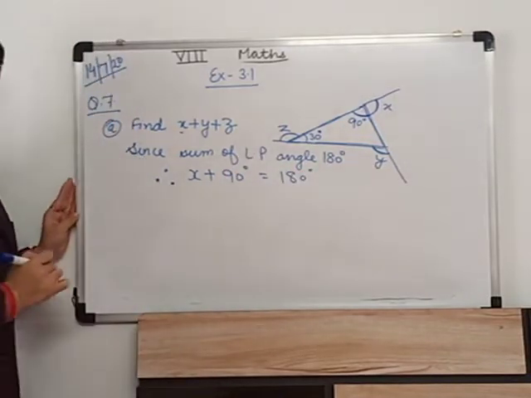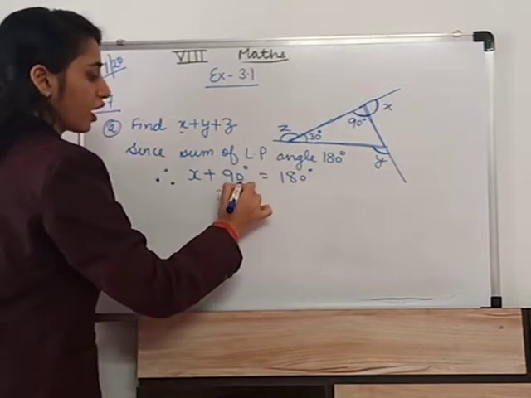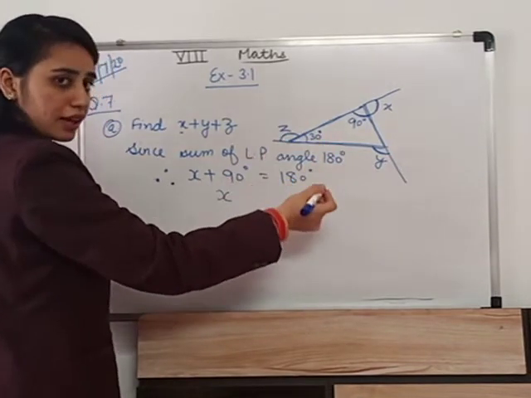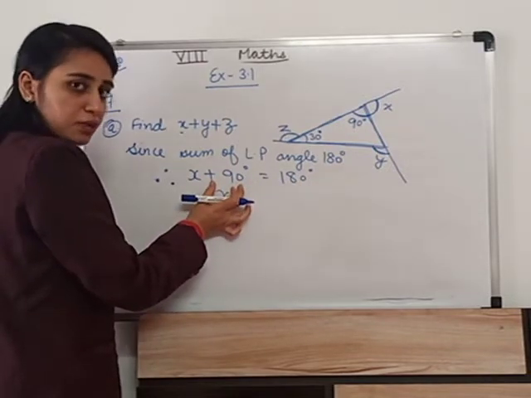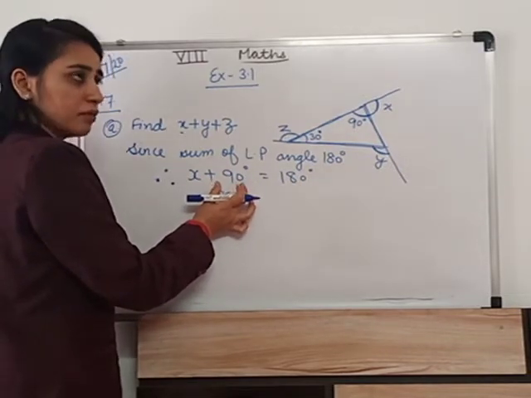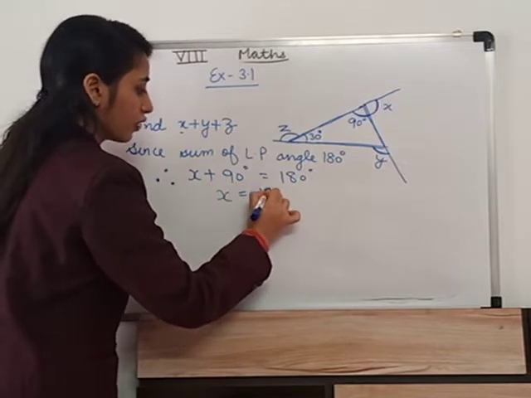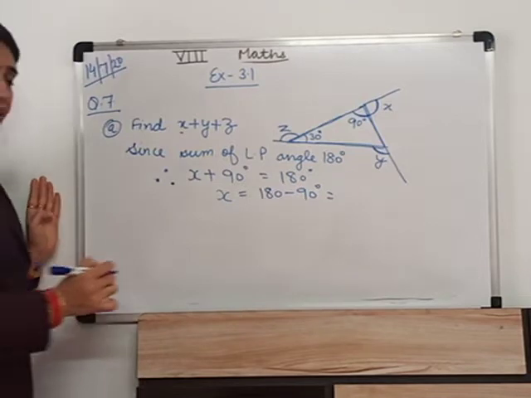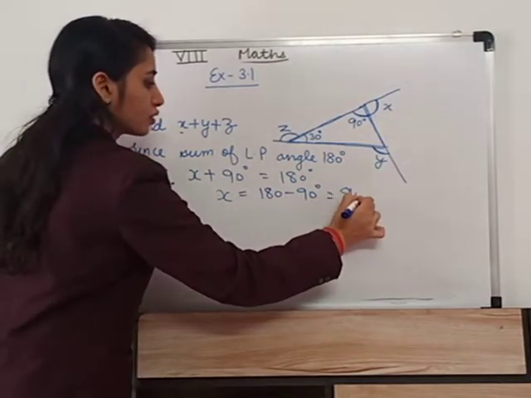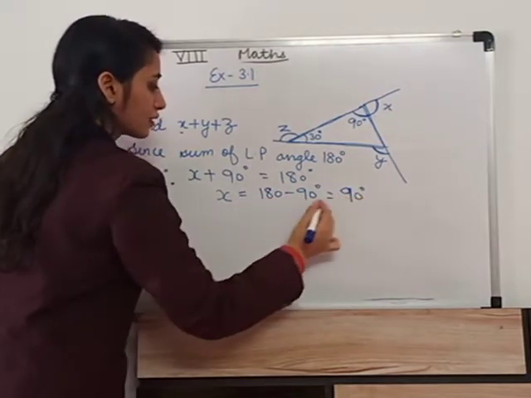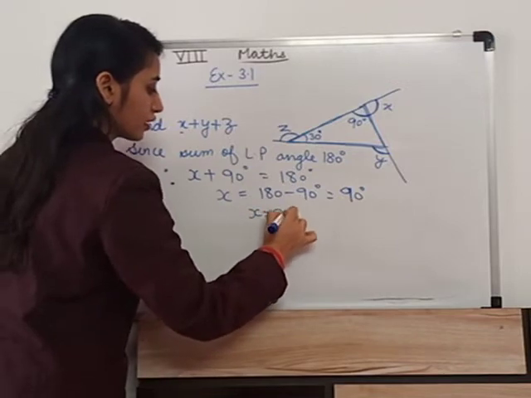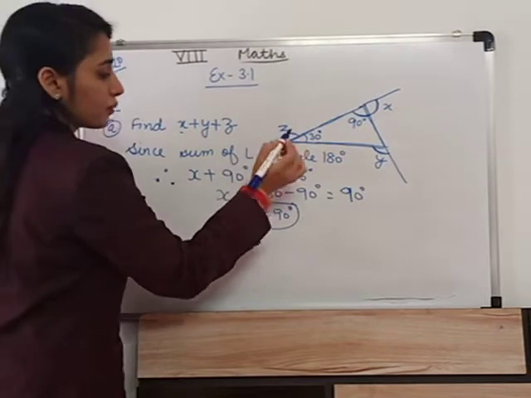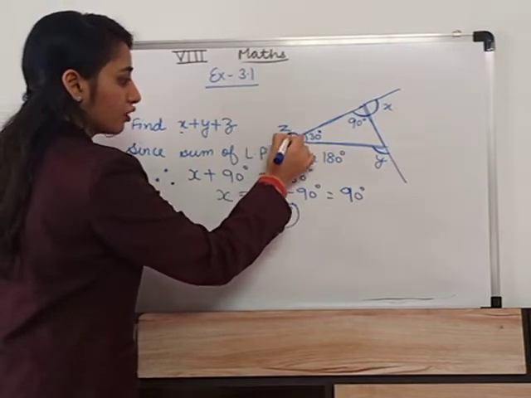So how can we find the value of x? Shift 90 to the right side. When we shift 90 to the right side by using the transposing rule, its sign becomes negative. X is equal to 180 minus 90, and 180 minus 90 is equal to 90 degree. So the value of x is equal to 90 degree. Understood? Now similarly, in this way, find the value of z.